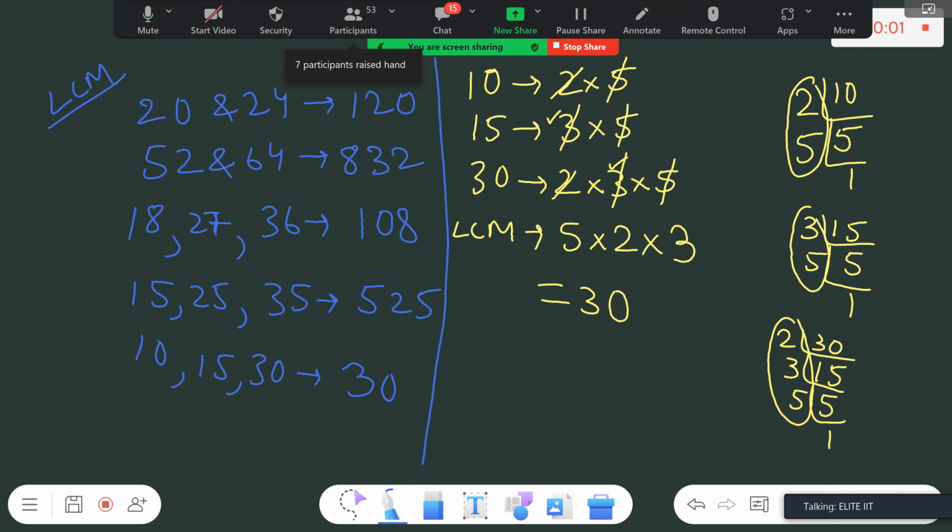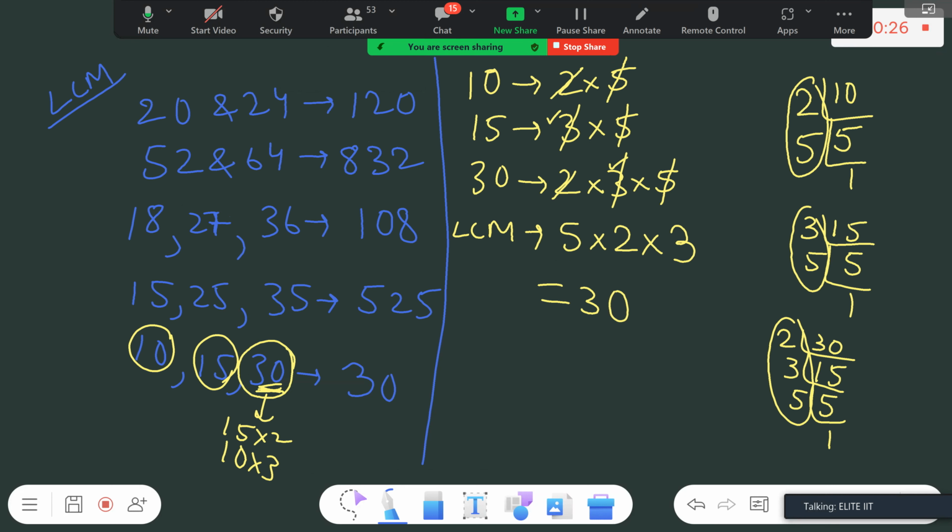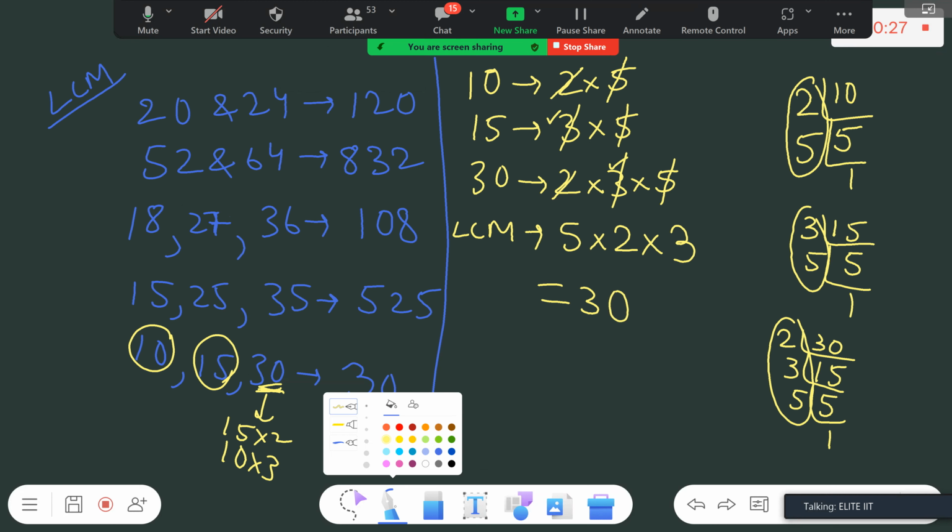Just see this number 30. Isn't this a multiple of 15? Yes, 30 is a multiple of 15, 15 into 2, isn't it? And is 30 a multiple of 10 also? Yes. So this 30 itself is a multiple of both 15 and 10, isn't it?